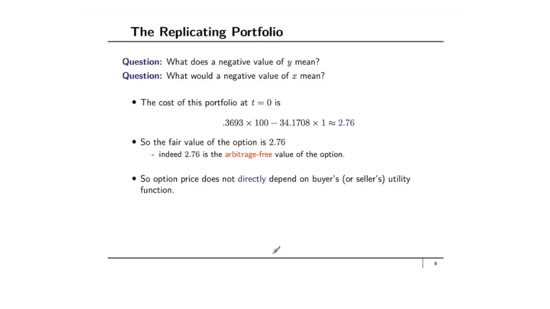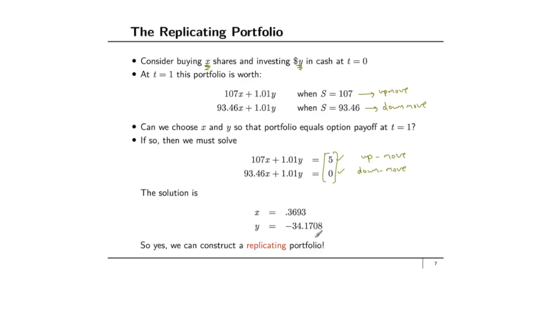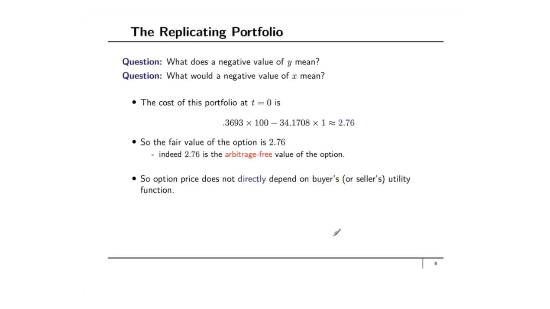Well, a negative value of y just means that we're borrowing. We saw on the previous slide that y equals minus 34.1708. This is our position in the cash account. If y was positive, we would have invested in the cash account. In other words, we would have lent money at an interest rate of r. But because it's negative, what we're actually doing is borrowing money, and we're going to pay interest on that borrowing at an interest rate of r.